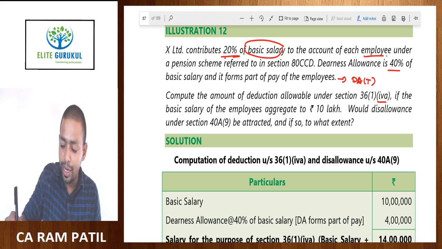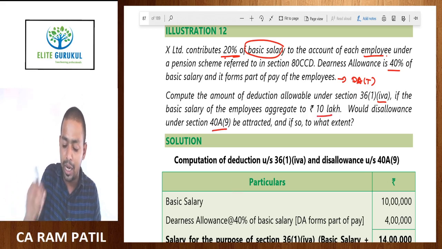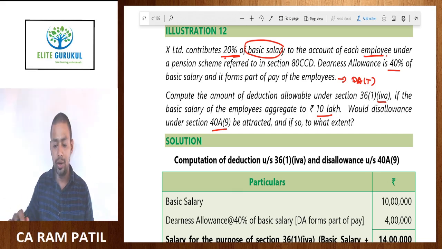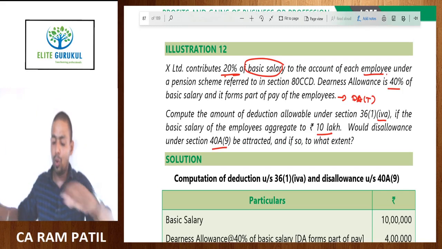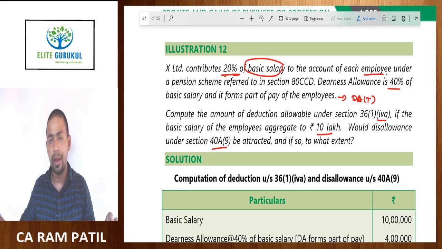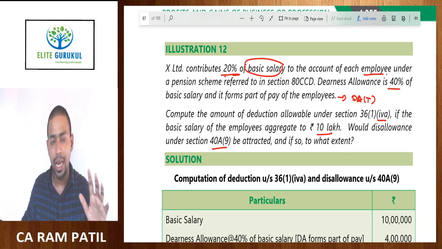Basic salary of employee aggregate to 10 lakh. Would this allowance under section 40A(9) be attracted? If so, to what extent? So you can tell me by using the calculator, what is the basic salary? 10 lakh. Now multiply 10 lakh with 40%, which is the DA. So that will be 4 lakh.